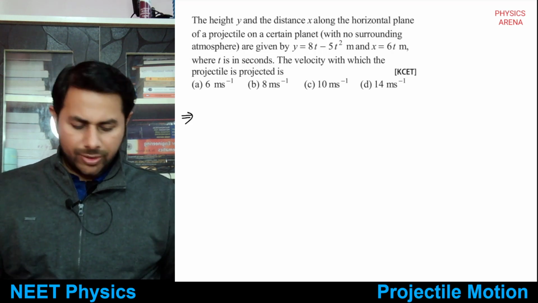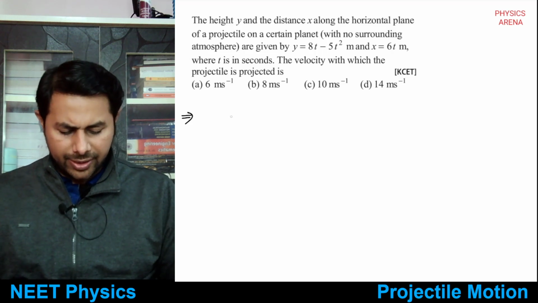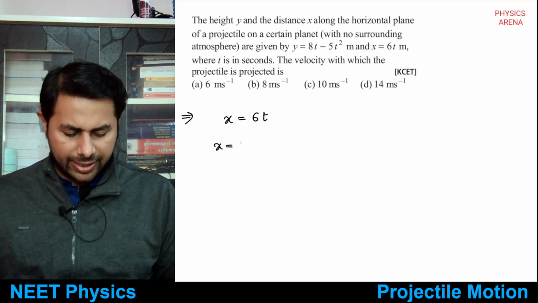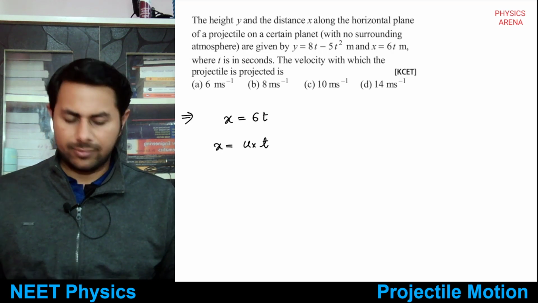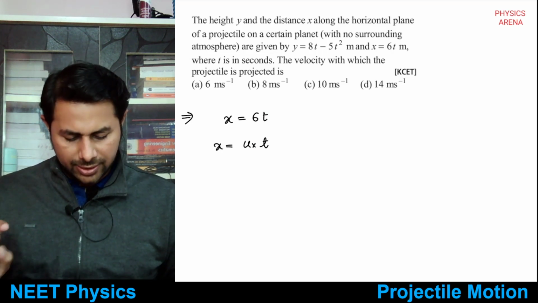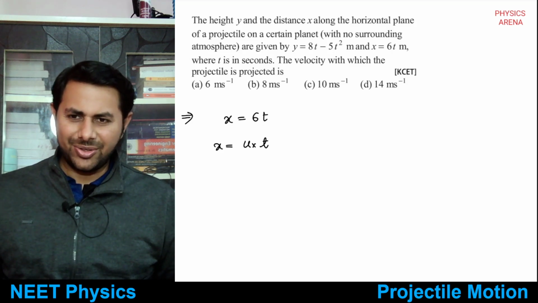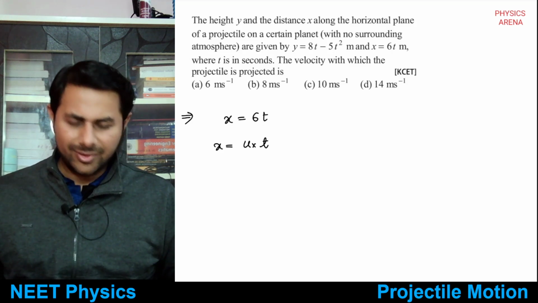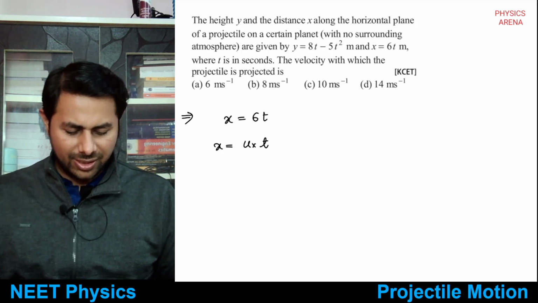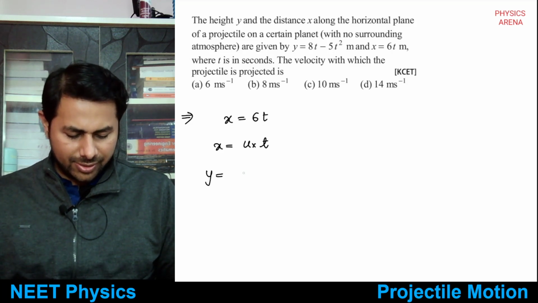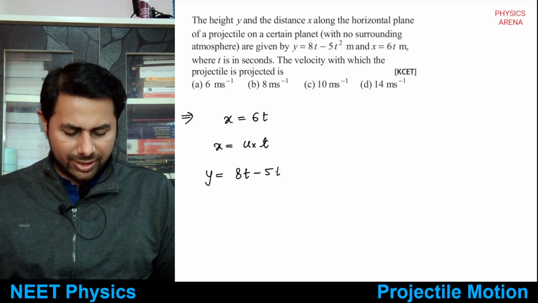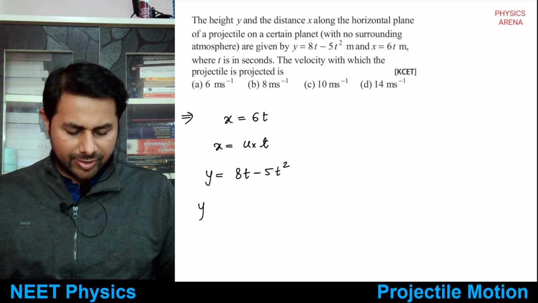Okay, so what you need to do here is just compare it. So x is equal to 6t, no? Just compare this with x is equal to ux times t. Nikita is saying it's option A. Let's check. It is definitely not option A. x is equal to ux times t, and you have y is equal to 8t minus 5t square. So compare this with y is equal to uy times t minus half of gt square.